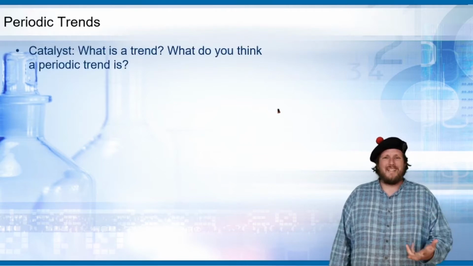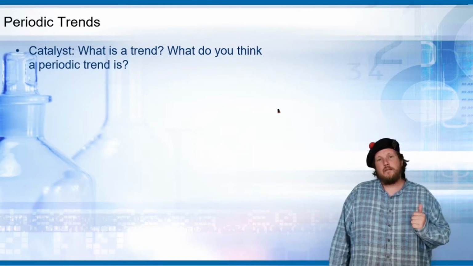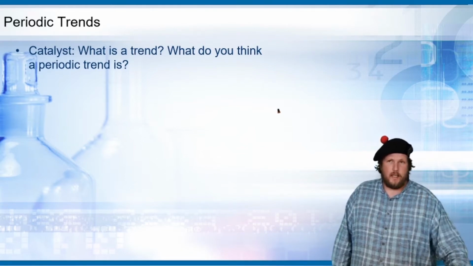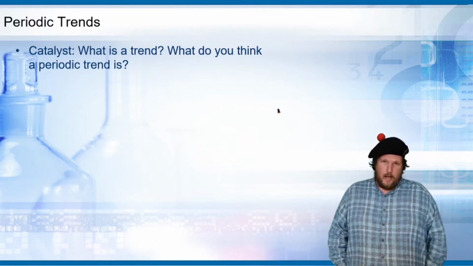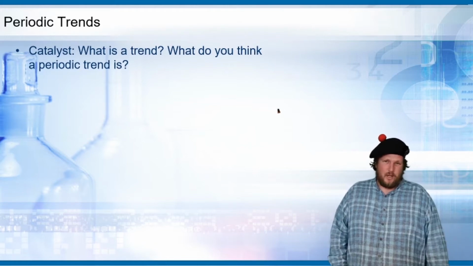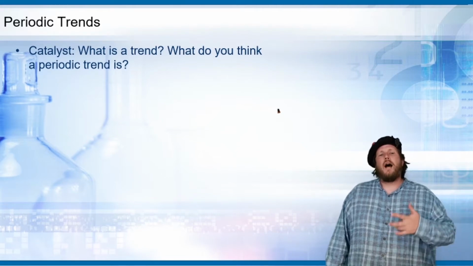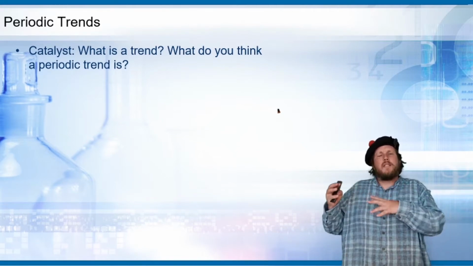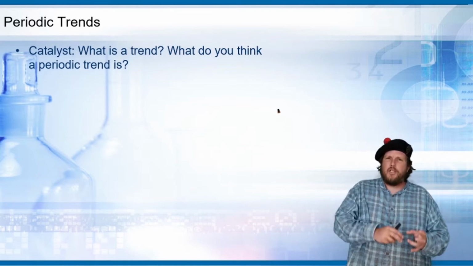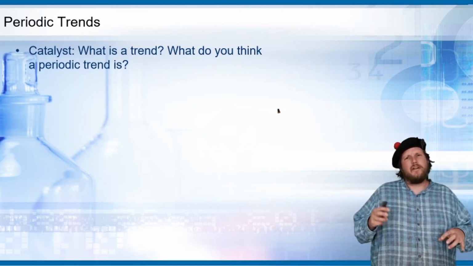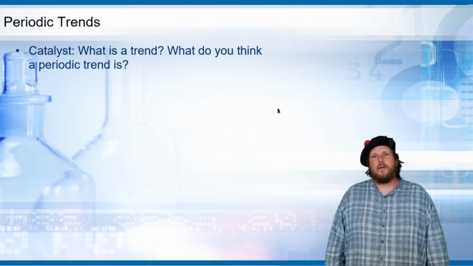First off, what is a trend? What do you think a periodic trend is? So a trend is something that shows a pattern, something that goes forward, something that kind of shows us where something is going. There's fashion trends, there's technological trends, there's historical trends. Periodic trends are how elements behave as you move across a row or down a column, and how they change, what similarities there are, and what you can predict. It's all about being predictive in chemistry and with periodic trends.